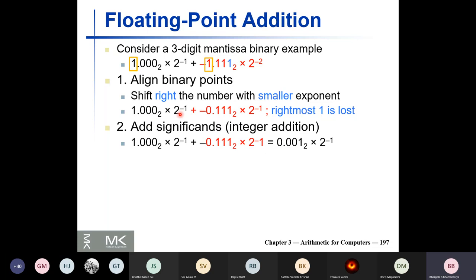So now you are going to add these 2 exponents. Here, this is a subtraction operation anyway. So they are equalized. So I'm going to subtract 0.111 from this, right? And if I do this, it is going to be this one. Okay, 1.0 minus this, so this will be this. Now, how do I perform this subtraction or addition?